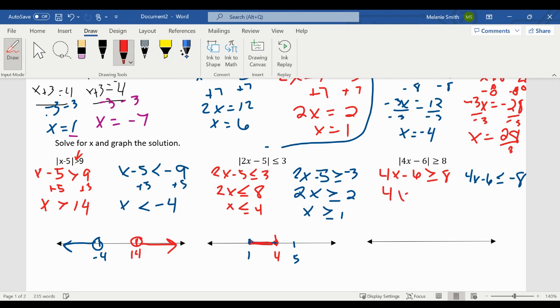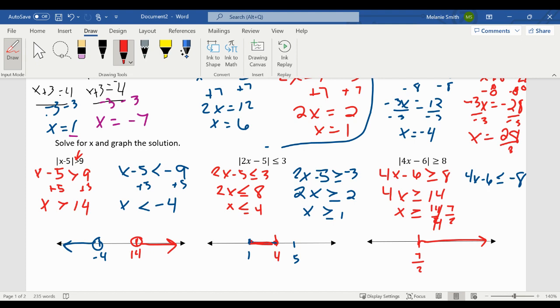So that's 4x is greater than or equal to 14. I'm going to divide both sides by 4. 14 fourths. So that is 7 halves. So I'm going to put 7 halves here on my graph. And x is going to be bigger than 7 halves. So I want, or equal to, so I want a closed dot, and I want to go to the right where the numbers are bigger than 7 halves.